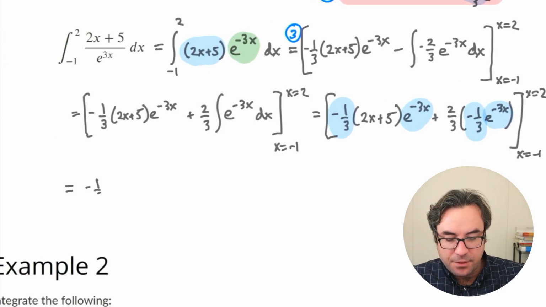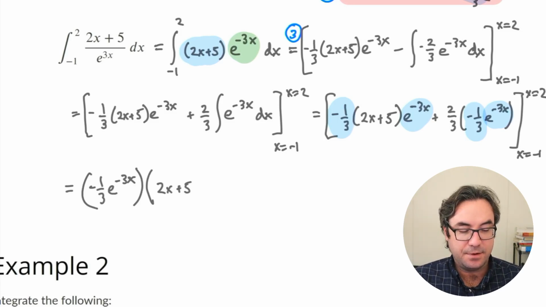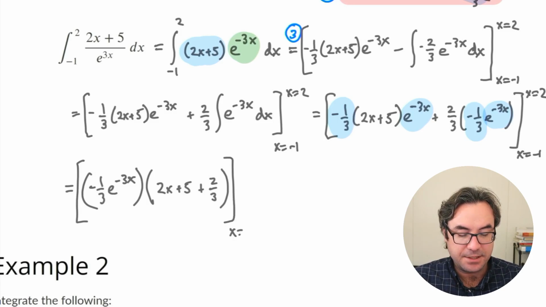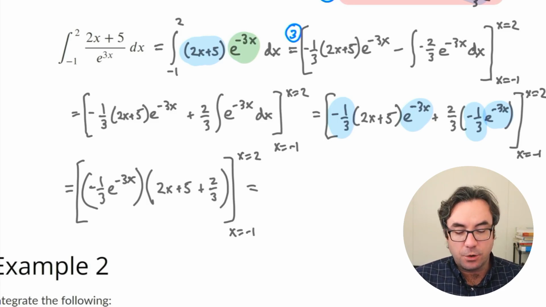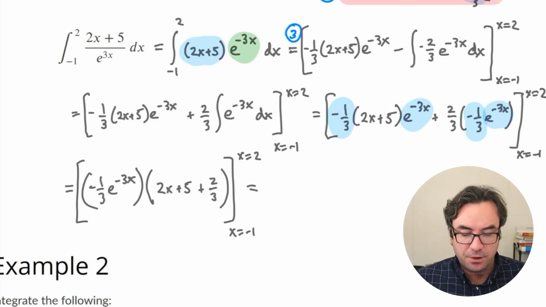So I'm going to get the negative 1/3 e to the negative 3x. Let's factor that out. So what are we left with then? Well, we're left with 2x plus 5 and then plus 2/3. And then this is what we're going to evaluate from x equals negative 1 to x equals 2. And that's pretty good. We could go a little further and simplify the 5 plus 2/3. So what would we get? That would be 17/3.